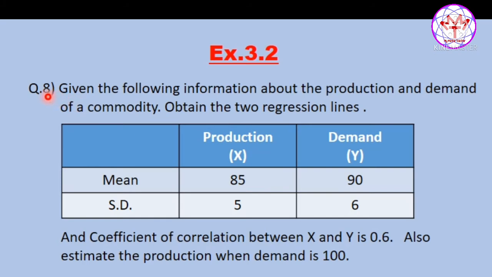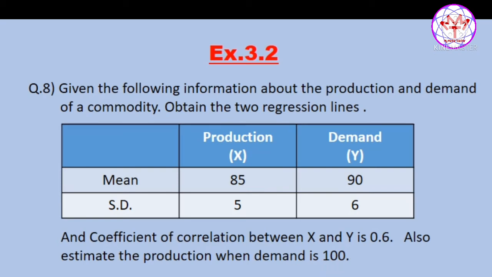Question number 8 of exercise 3.2 is, given the following information about the production and demand of a commodity, obtain the two regression lines. The mean of production is 85 and of demand is 90. The standard deviation of production is 5 and of demand is 6, and the coefficient of correlation between x and y is 0.6. Also estimate the production when demand is 100.